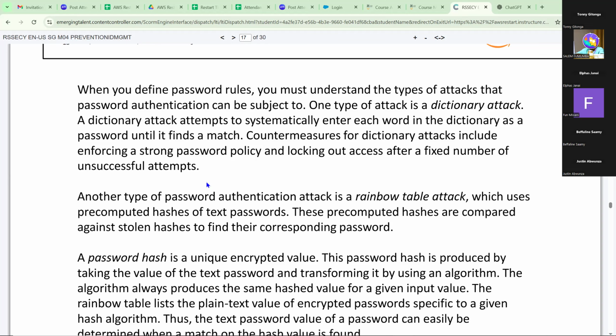Then again, hash has been repeated here. We have a password hash, which is a unique encrypted value.